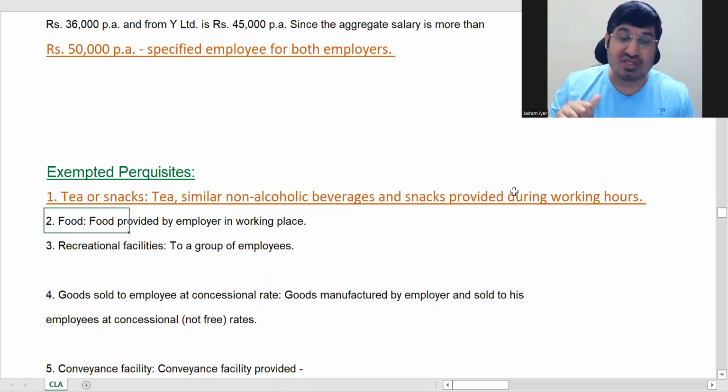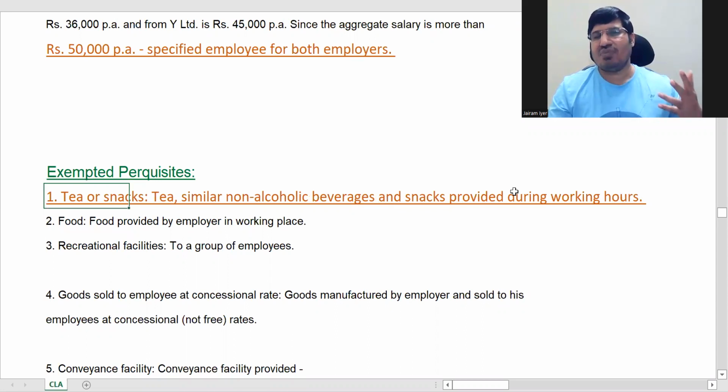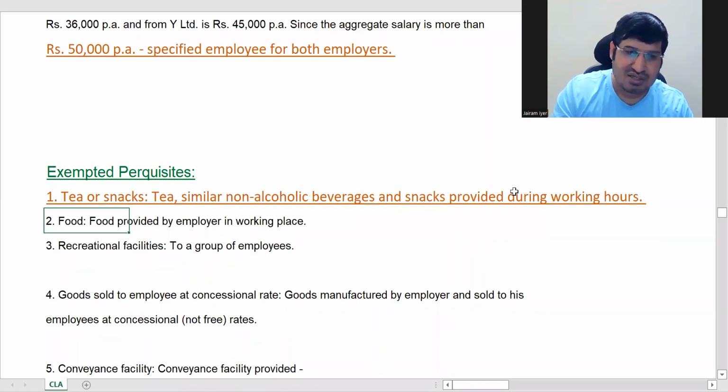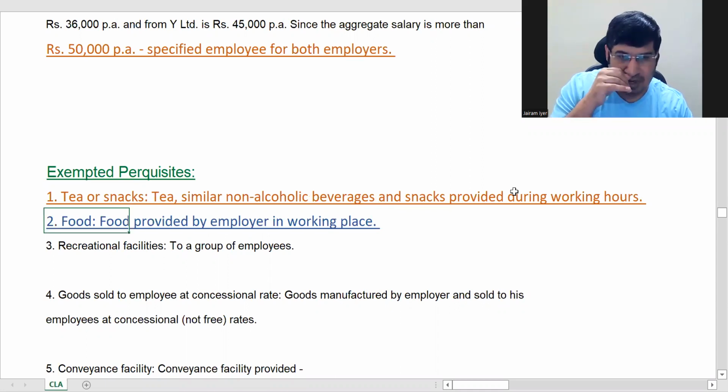यानी कोई भी इंटॉक्सिकेटिंग ड्रिंक अलाउड नहीं है. ये हम बात कर रहे हैं चाय वगैरह से. चाय मिलता है ना ऑफिस में आपको, चाय, बादाम मिल्क डिस्पेंसर में सब मिलता है, करेक्ट. वो सब चीजें आपकी फ्री हैं, फ्री परक्विजिट्स, नो टैक्स.